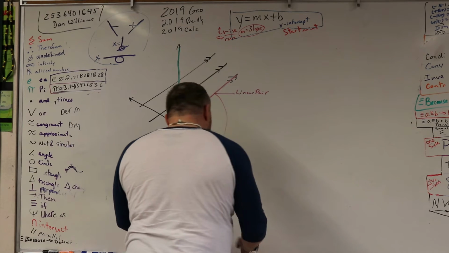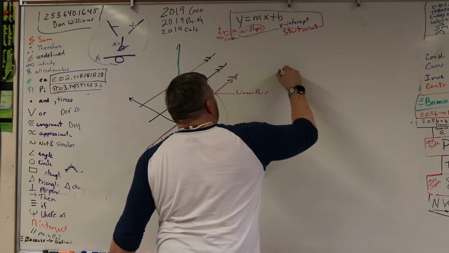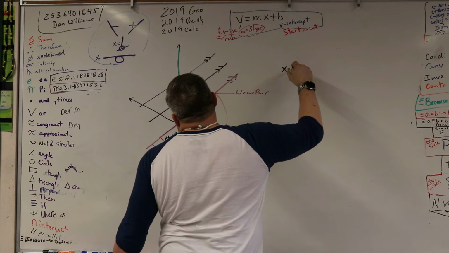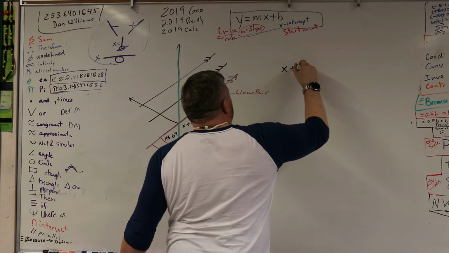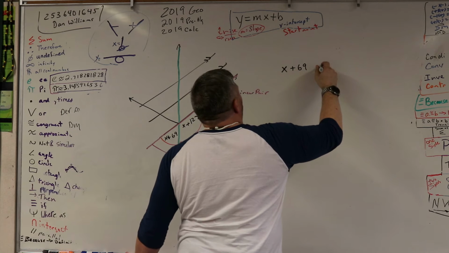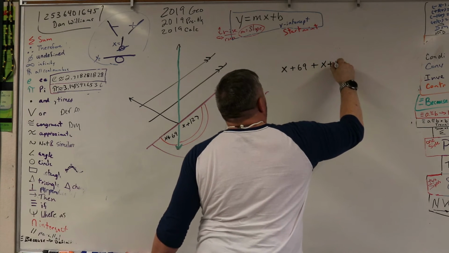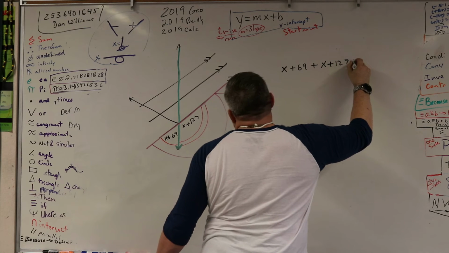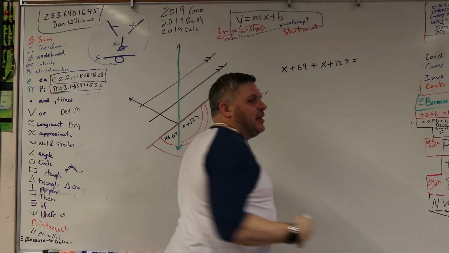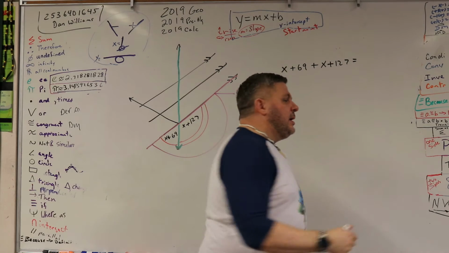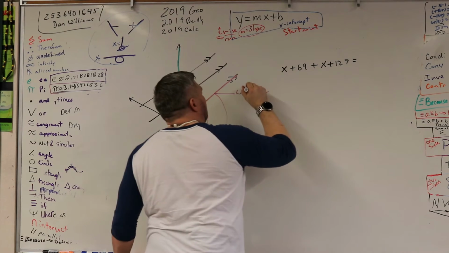All we're saying is that x plus 69 plus x plus 127 equals what? 180.